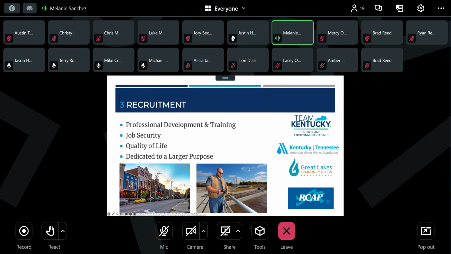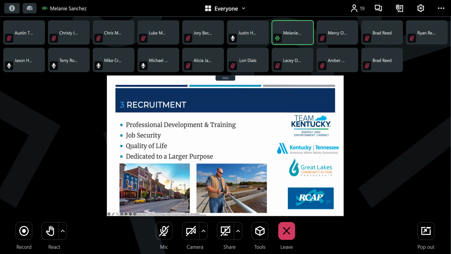Quality of life. Working in the water sector often means living in beautiful, vibrant communities. The quality of life offered with clean and safe water supplies reflects the sector's commitment to making communities healthier and much more enjoyable places to live.